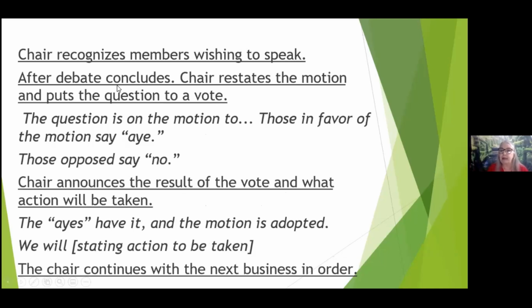After the debate concludes, the chair restates the motion. The question is on the motion to move the funds from here to here. Those in favor of the motion say aye. Those opposed say no. The ayes have it. The motion is adopted. We will move the funds from here to here. Or the noes have it. The motion is failed. Next item.